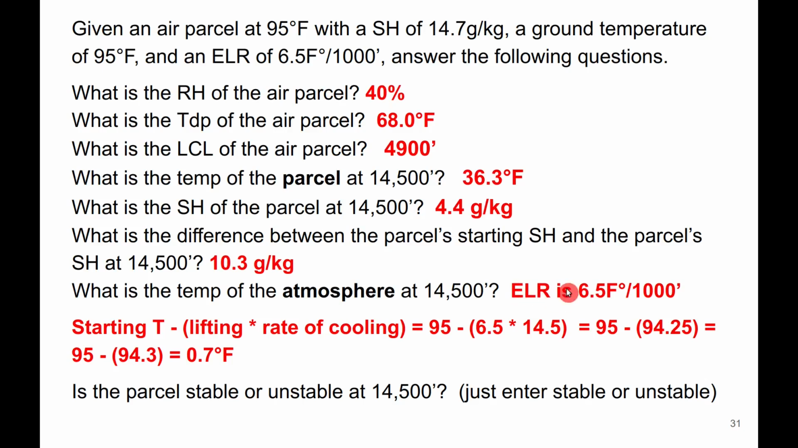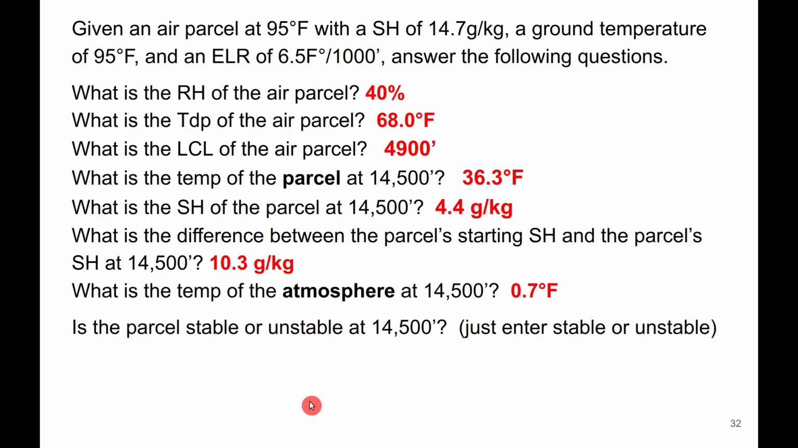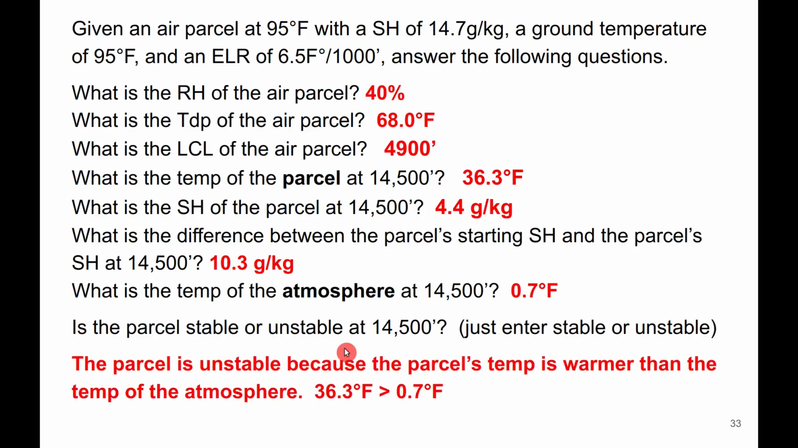So remember, the atmosphere cools at the ELR, which changes and will always be given. And now we can answer the question: is the parcel going to keep rising, or is it done rising? Is it stable, in which case it's not going to rise, or is it unstable? So the parcel is unstable. The temperature of the parcel is 36 degrees. The temperature of the atmosphere is 0.7. So that parcel would keep rising because it's warmer. The temperature of the parcel is warmer than the temperature of the atmosphere.